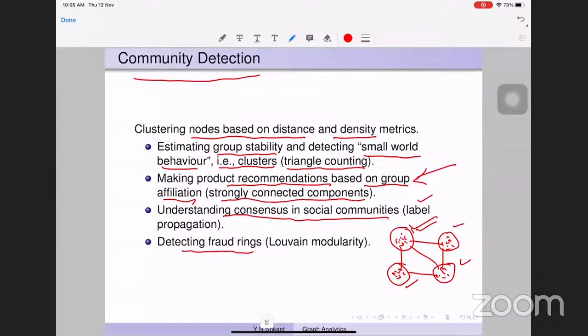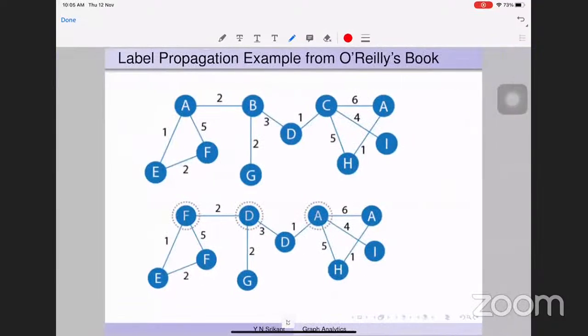Product recommendations based on group affiliation. So the second one I talked about was how to elect leaders, what is the vote, the possibility of a voting pattern, etc. This is based on what is known as label propagation.